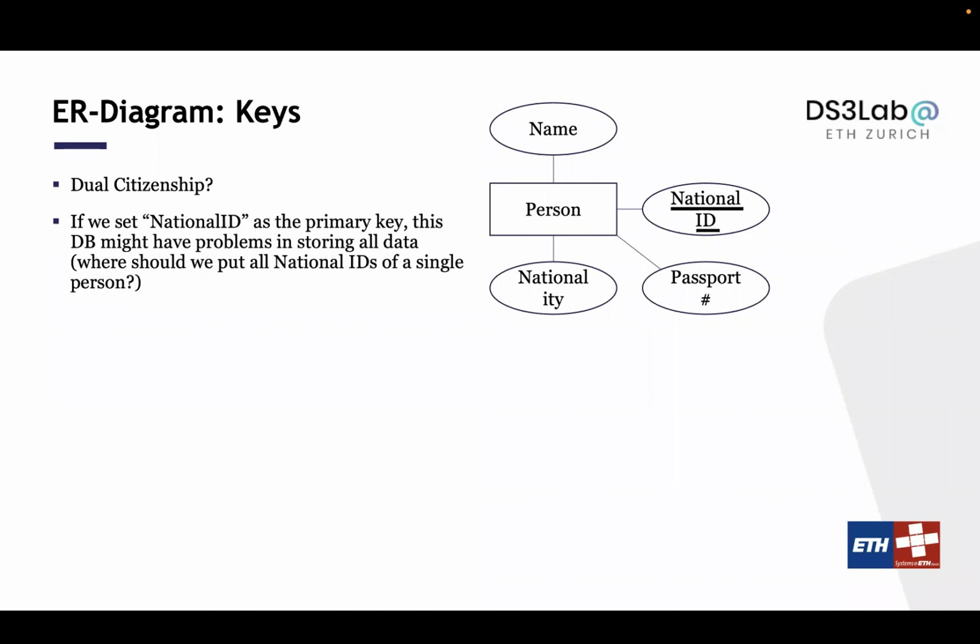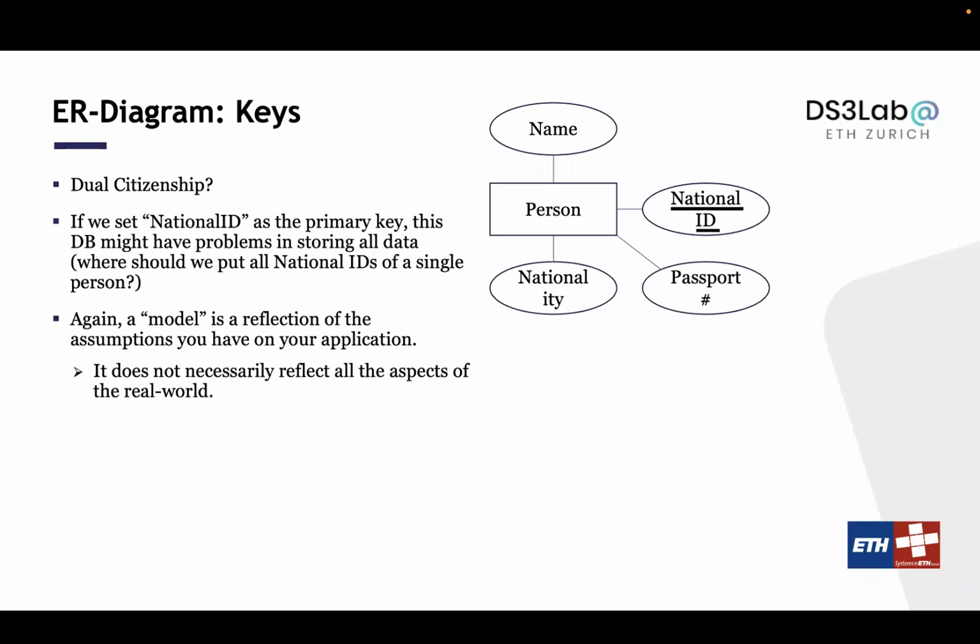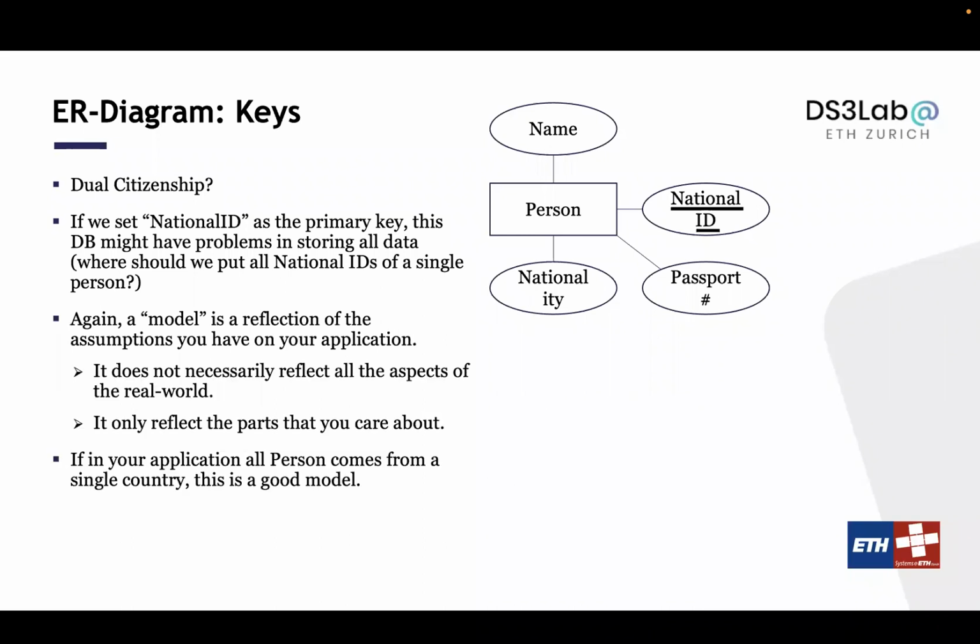The entity relationship diagram is the collection of assumptions that you are making on your data. It reflects the assumption that you have. So if in your application all persons come from a single country, then this is a pretty good model. However, if in your application this is not true, then this is probably not a good model. So whether a model is good or bad actually depends on what application you are building and how much your model actually reflects reality.